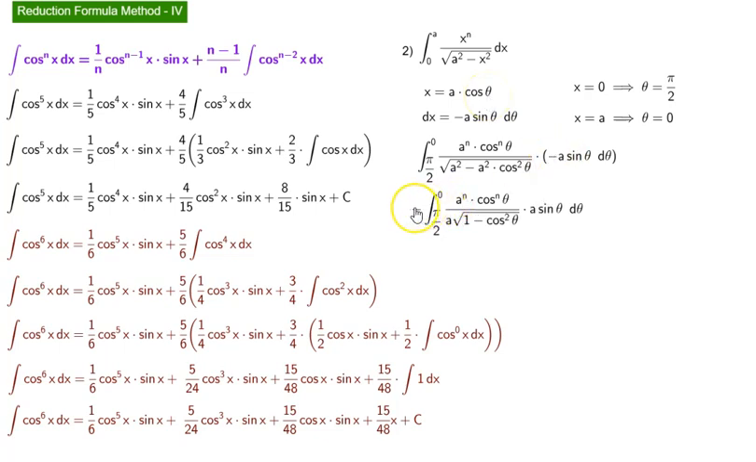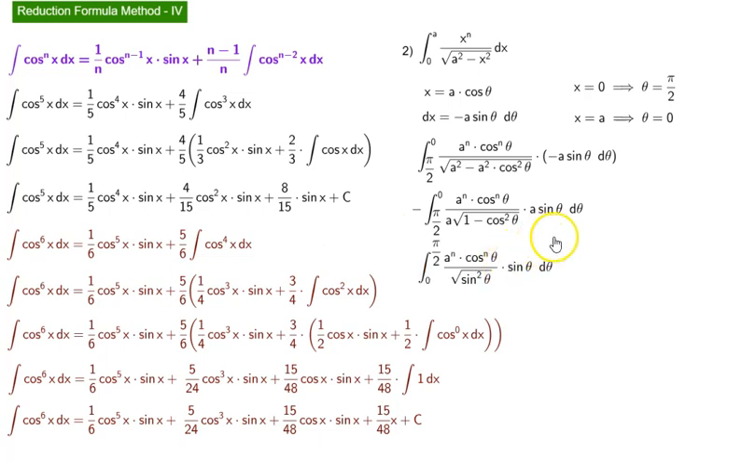Let's bring minus outside the integral. We end up with integral from pi by 2 to 0 of a to the power of n times cos n theta divided by a square is common, so we take it out of the square root to get a times square root of 1 minus cos square theta times a sine theta d theta.